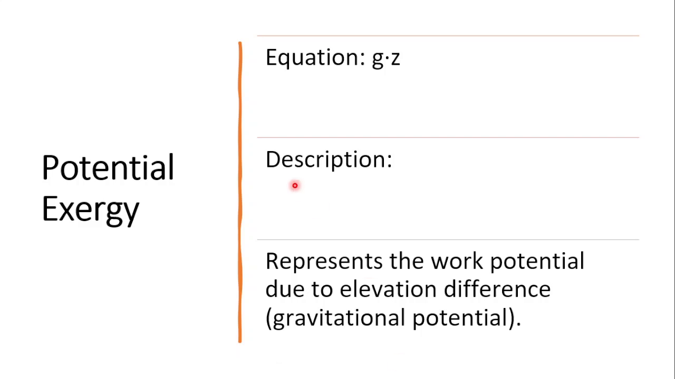And we have the potential exergy, which is gravity multiplied by the height, representing the work potential due to elevation differences and gravitational potential. Imagine the water in a system, for example in a dam, where you have huge height differences. In this case, you should calculate the potential exergy at the inlet and outlet. So for this section, I think it is enough.